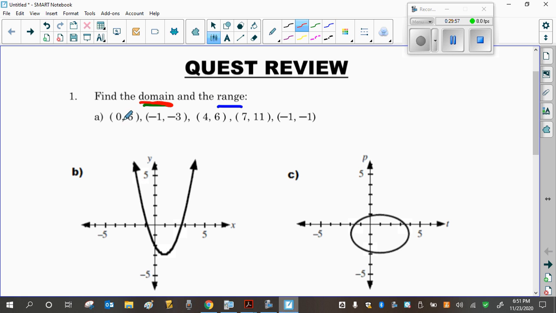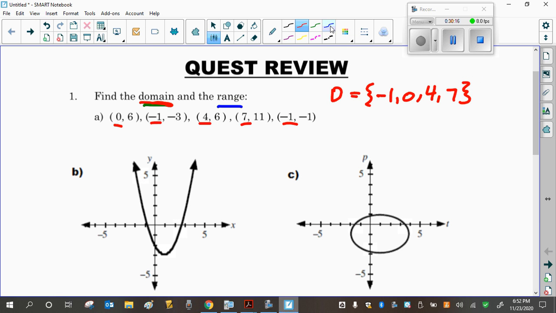Okay, so the domain are the x values. Domain equals 0, negative 1. I'm going to put this in order. There's two negative 1, so I just have to write it one time. 0, 4, 7.